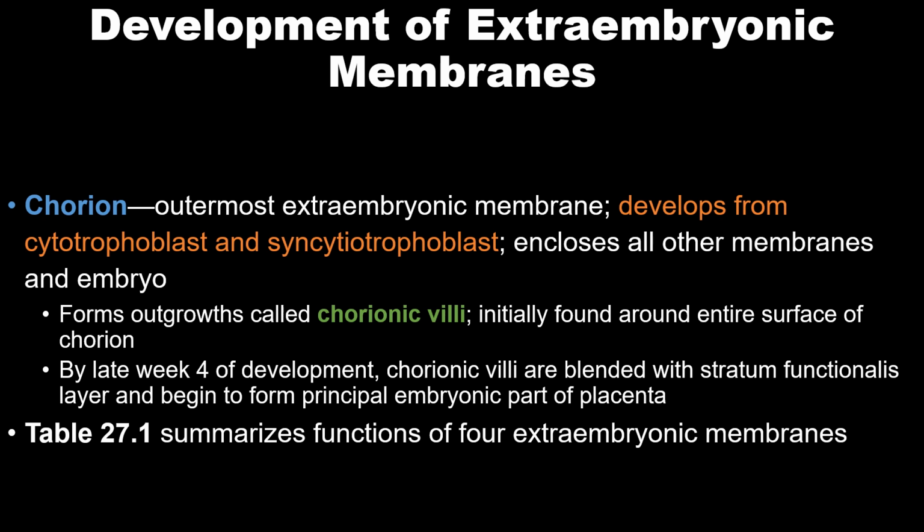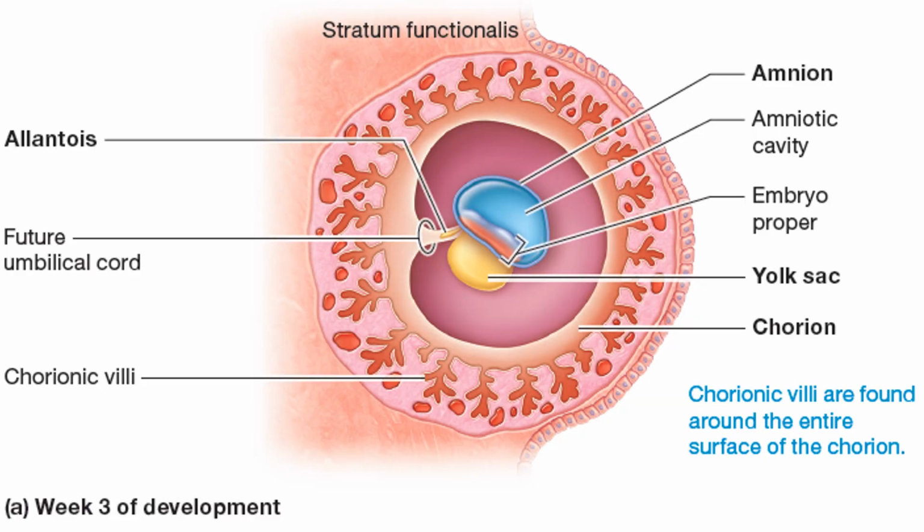By late in week 4 of development, those chorionic villi are blended with the stratum functionalis layer and begin to form the principal embryonic part of the placenta. There's a table here that shows a summary of these 4 extraembryonic layers, of their membranes and their functions. But first, let's actually look at some of these layers as development goes through.